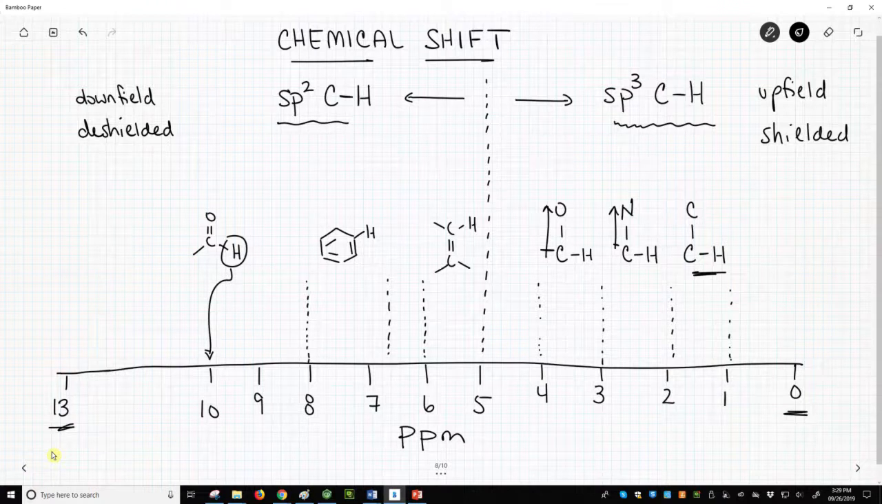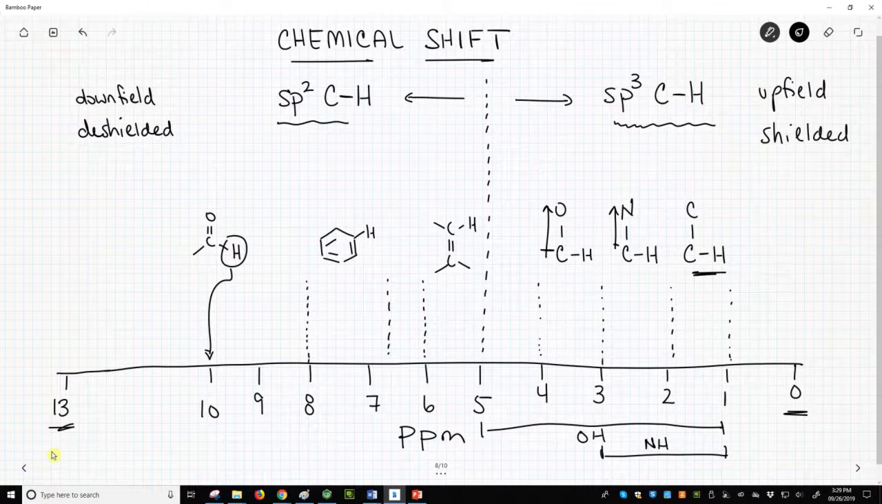What else? Alcohol OH groups can land anywhere from 1 to 5. Amine NHs are more like 1 to 3. Finally, carboxylic OH groups are way downfield in the 10 to 13 range. So that's the OH for an acid. Remember that for our simulated spectra from nmrdb.org, the OH and NHs are not shown. Let's see two examples.